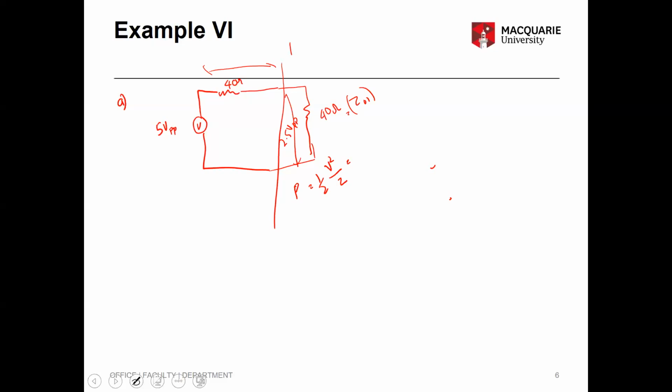So V squared is 2.5 volt squared, half, divided by an impedance of 40 ohms. In this case, it's real. Once you solve that, you'll get about 78 point, so this is in watts. You get 78.13 milliwatts. That means this load here has incident power of 78.13 milliwatts. So that's PI1 equals 78.13 milliwatts.